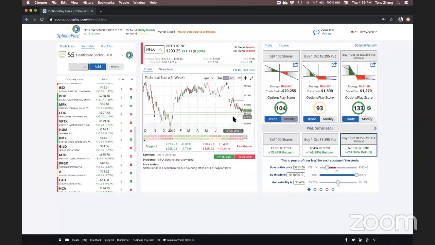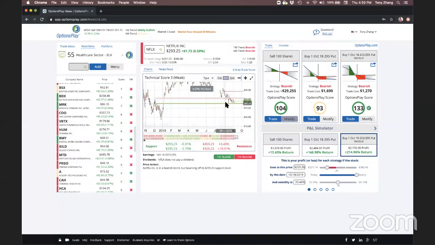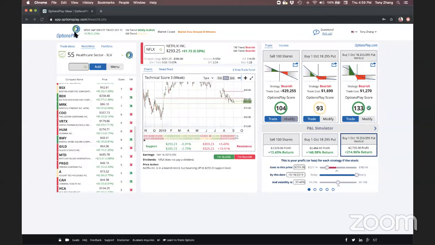But I want to see a break below this 285 level, because if it does break below 285, I think there's a big vacuum here to the bottom near that 240 level. So I would be looking for a break of that 285 before I get short this particular stock.